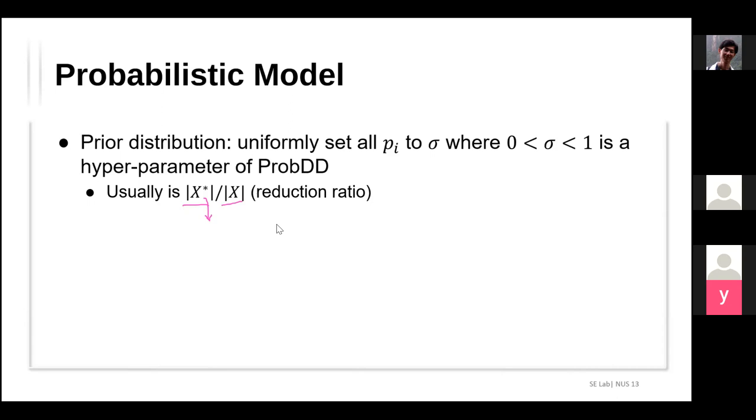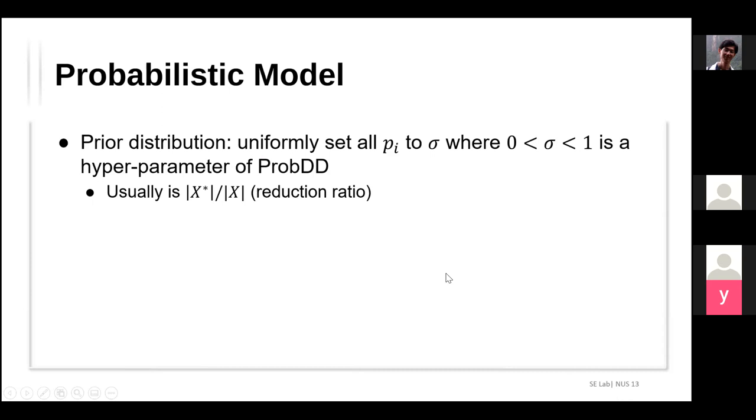But I think in their experiments, they actually tried out multiple reduction ratios. So it need not exactly follow this value. This is just a guide. They tried different sigma, and they show that the accuracy or the effectiveness isn't really affected much by this sigma. So this is just some random value. The only important thing is that it's uniformly set, because at the start, all statements should have equal probability of being included and excluded, since we assume that there's no knowledge known about the program itself.